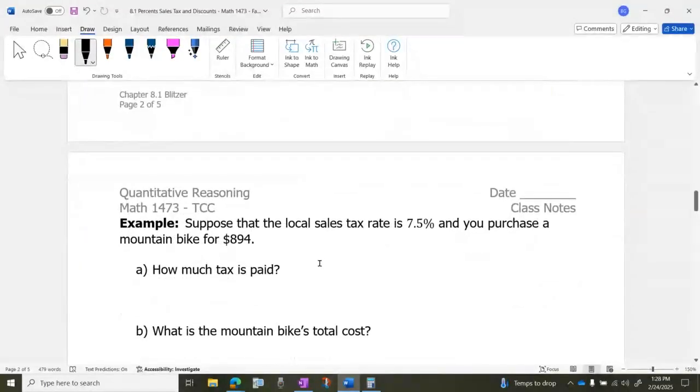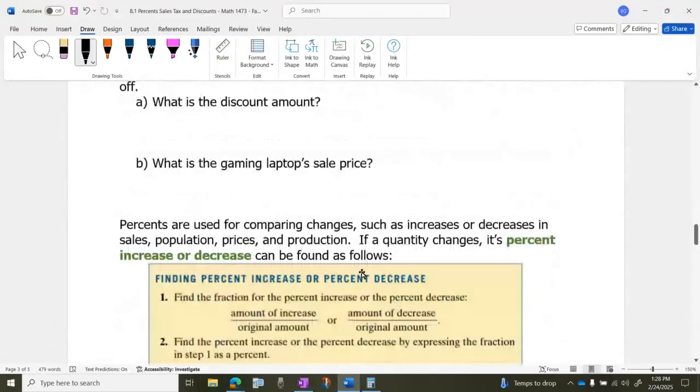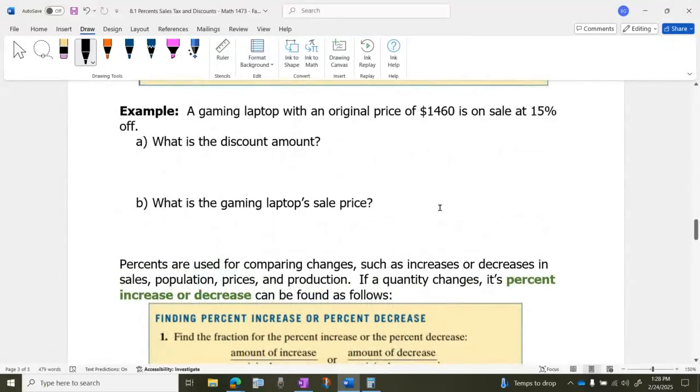I mentioned discount problem, right? We can do the discount problem first. Okay, this one: a gaming laptop with an original price of $1,460 is on sale at 15% off. Okay, 15% off. You know, this is very interesting. I don't mean to confuse you, I just want to mention it's pretty interesting.